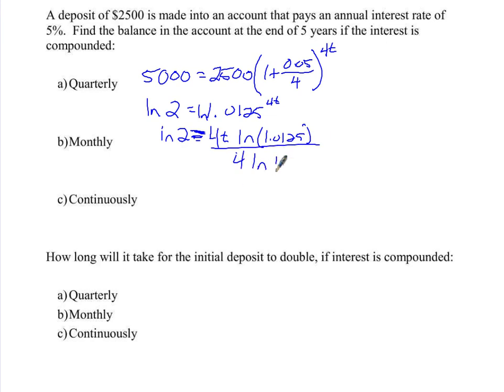Then we get 4 natural log of 1.0125 on both sides. Type it into your calculator, and you get t equals your answer: natural log of 2 divided by 4 natural log 1.0125.